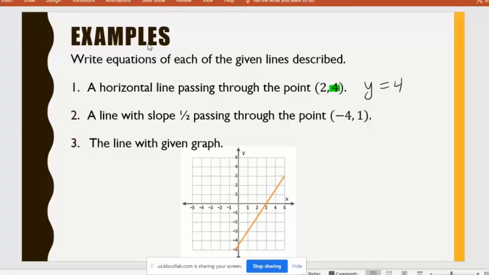Number 2, a line with a slope of 1/2 passing through the point (-4, 1). For this one, I'm going to use point-slope form to write the equation initially. Point-slope form, again, is y minus y1 equals m times x minus x1. I get y minus the y coordinate, so y minus 1, equals m, the slope, which was given as 1/2, times x minus the x coordinate, -4.